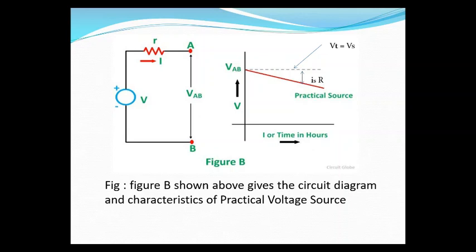Here the figure is shown: an ideal voltage source in series with internal resistance R. And here the voltage and current characteristics are shown. The current is going on increasing, the voltage is dropping here because there is a voltage drop in the internal resistance R, so the terminal voltage is going on dropping.